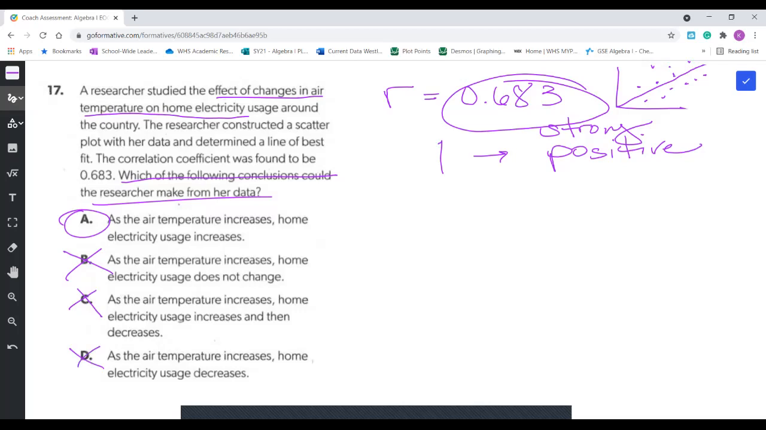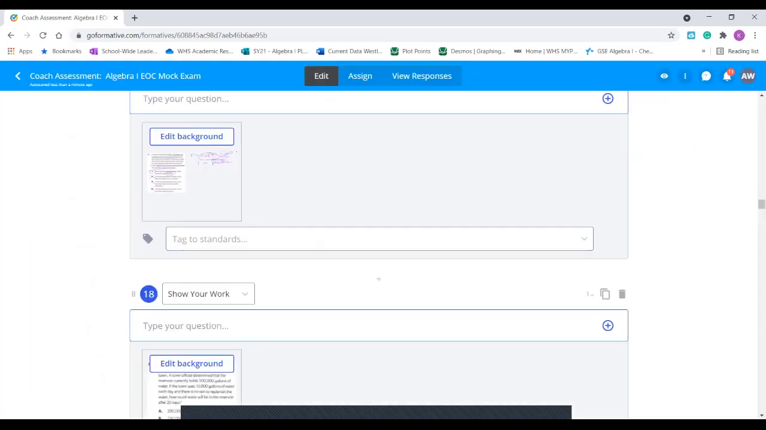The best answer in this situation, young people, is as the air temperature increases, home electricity usage increases as well, because all of the dots are going up, okay? Now, if this was negative 0.63, that would tell me something totally different. That would tell me as air temperature increases, home electricity usage would decrease, okay? There will be an opposite effect, all right? Let us proceed, let us move on. Number 18.